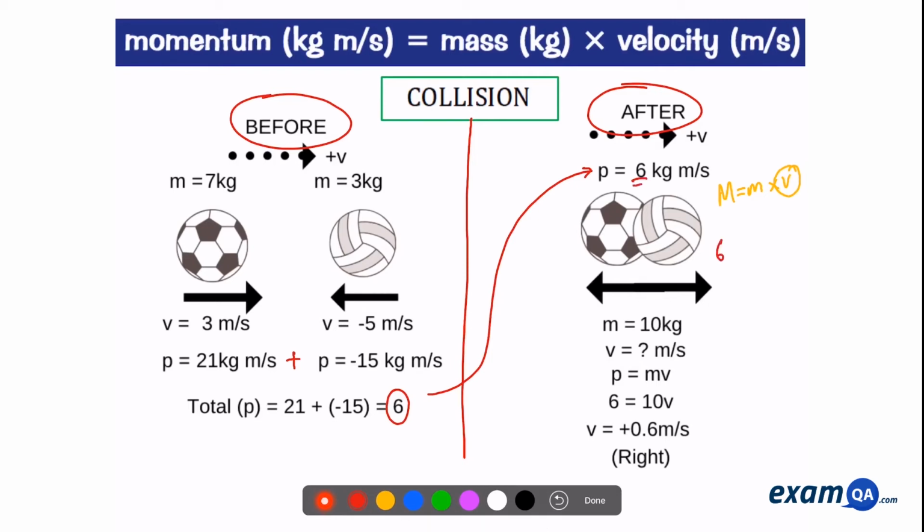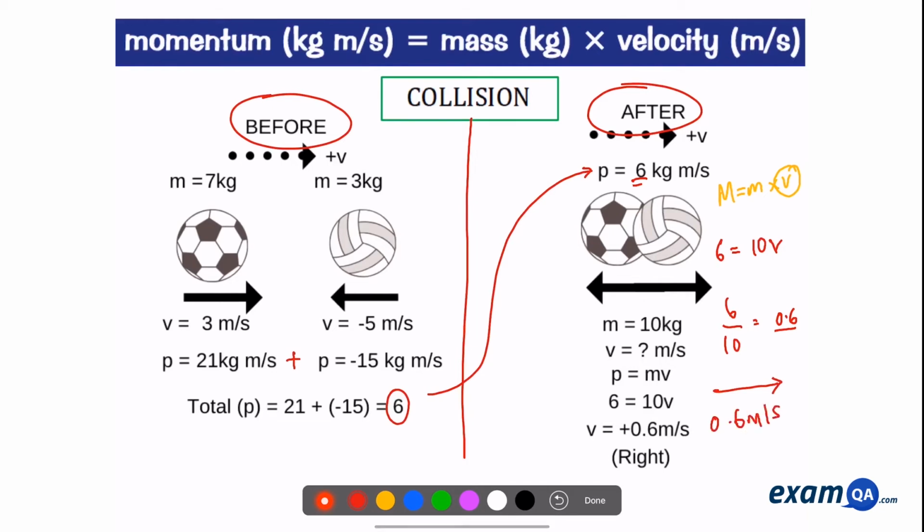So 6 is equal to, what's their mass? Well, this was 7 kilograms. This was 3 kilograms. So together, that gives you 10 kilograms. So 6 is equal to 10 times velocity, which we don't know, v. So now I'm going to do 6 divided by 10, and that should give you 0.6. Now, it hasn't come out as a negative number, so because it remains positive, that means it's going to be moving to the right by 0.6 meters per second.